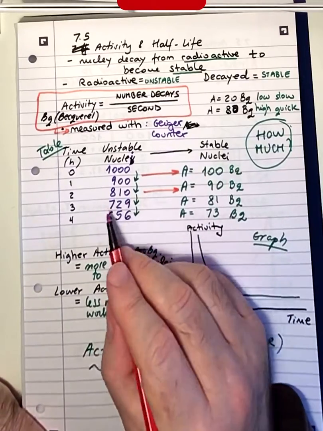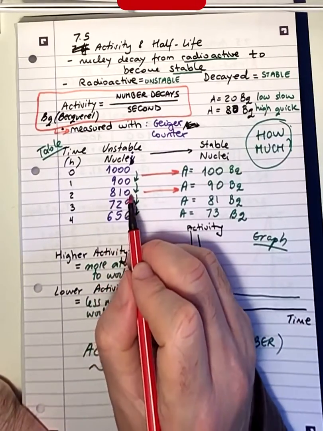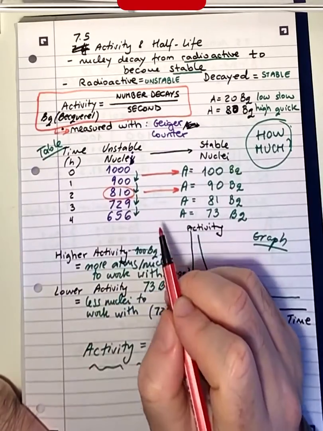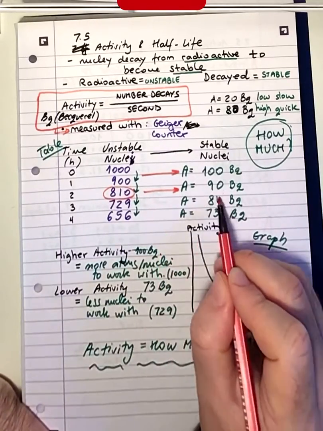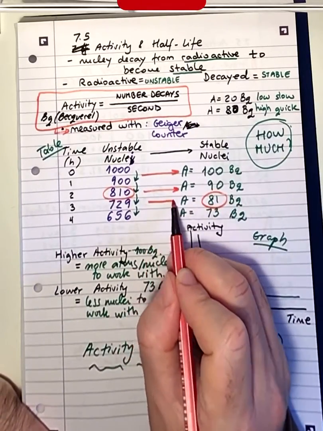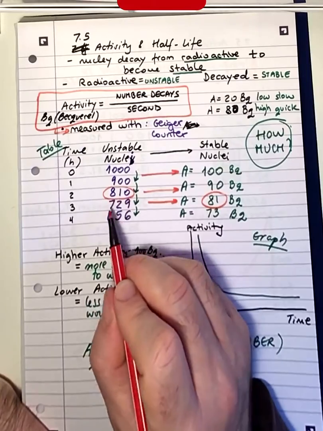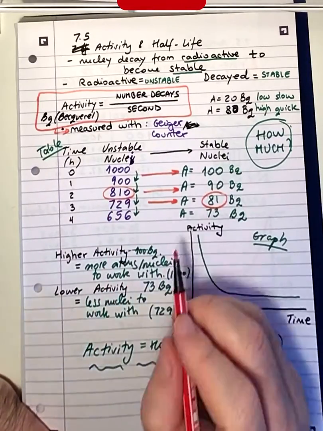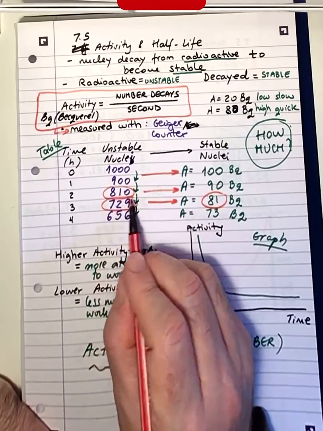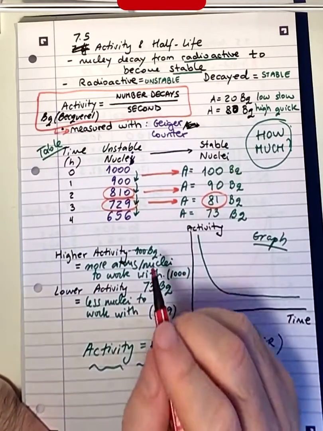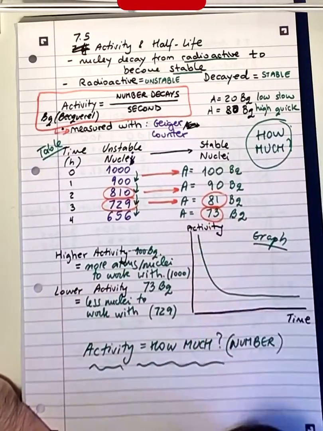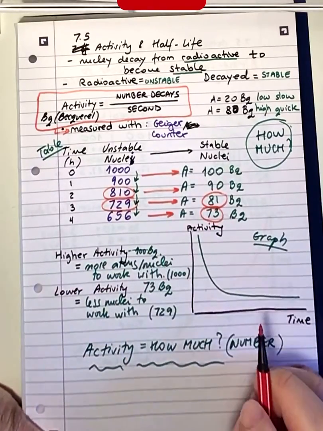Now, the next bit, I have to go down from 810, so I have fewer nuclei to work with. That means my activity is going to also drop. It's only going to be 81 at this moment. So I'm going down from 810 to 729. And the next bit is going to be, I have 729 nuclei available, and obviously my activity is going to drop one more time. It's going to go down to 73.